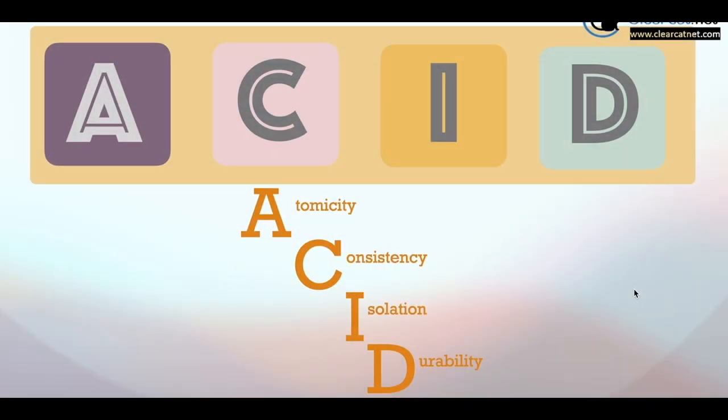Today I am going to explain ACID properties. ACID properties actually belong to transactions, and transactions belong to SQL Server. Before understanding ACID properties, it is good to know about the transaction. Okay, so let's begin.